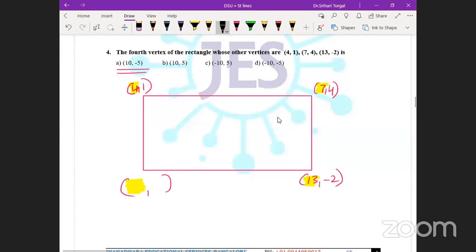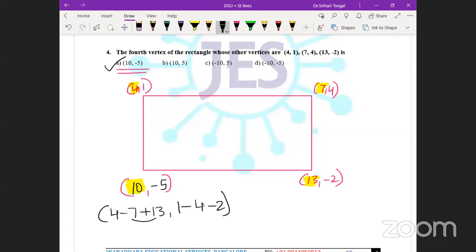I repeat, 4 minus 7 plus 13. That will give you the fourth vertex. 1 minus 4 plus minus, you have to subtract 4 and add minus 2 here. The answer is 6 plus 4, 10, minus 5. 10, minus 5, option A is the right answer.